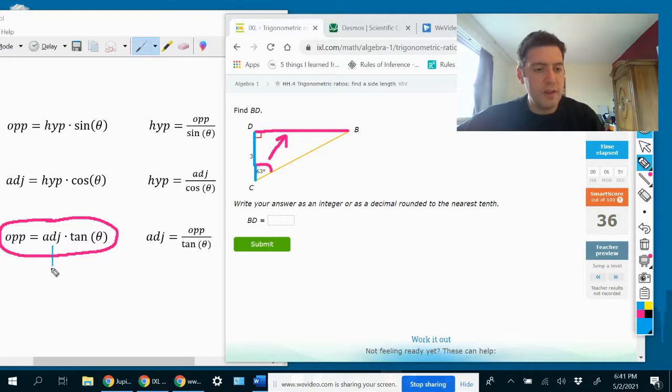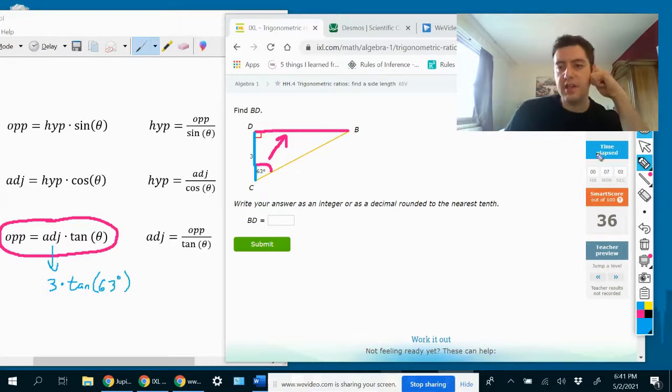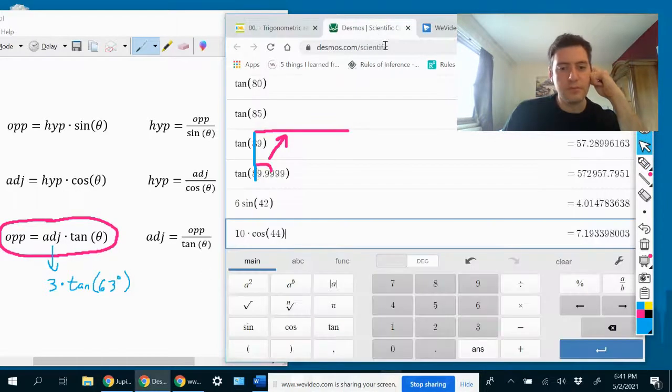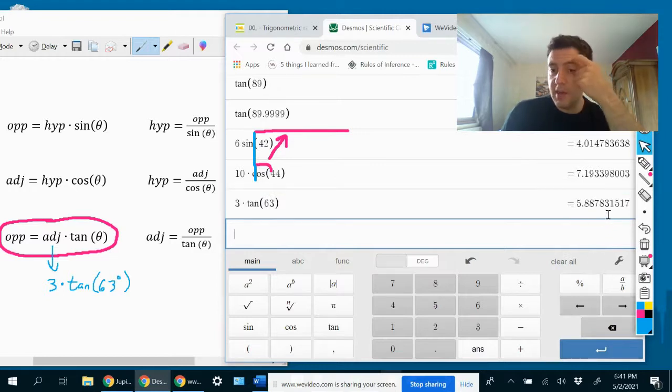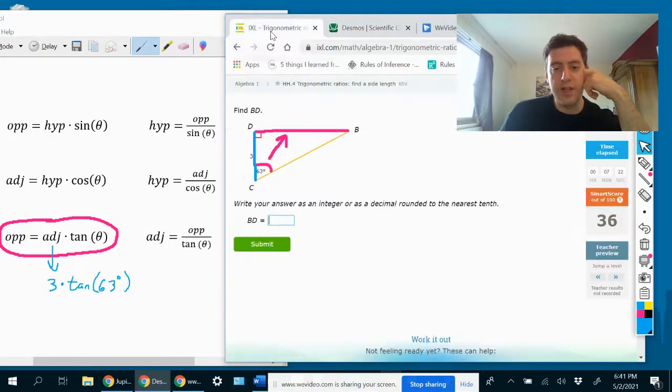So we know that the length of the adjacent side is 3. We know that the angle, which we're given, is 63 degrees. So that's what we're going to plug into the calculator. So 3 times the tangent of 63 degrees is equal to 5.88 and so on. If we're rounding to the nearest tenth, that's going to round up to 5.9.